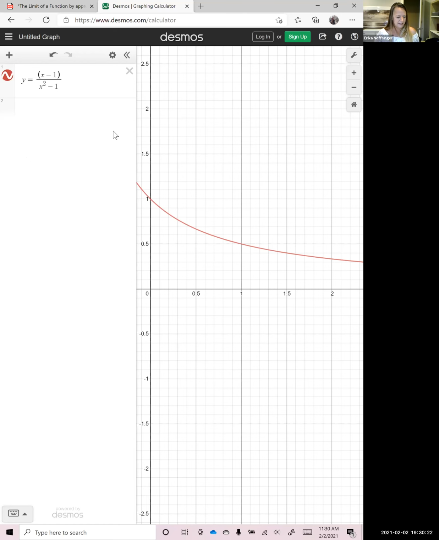So that is, in a nutshell, what's going on algebraically. We're plugging in numbers, getting closer and closer to that x value on the left and the right to see, are we going to the same y value? And if so, even if that value doesn't exist in our function, if we're going to the same y value on the left and the right, the limit exists.